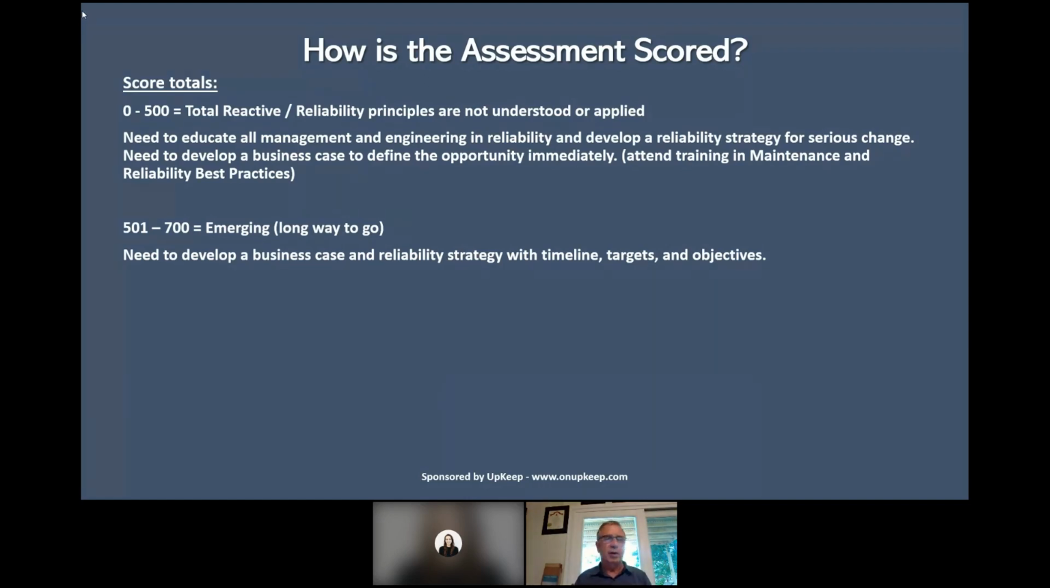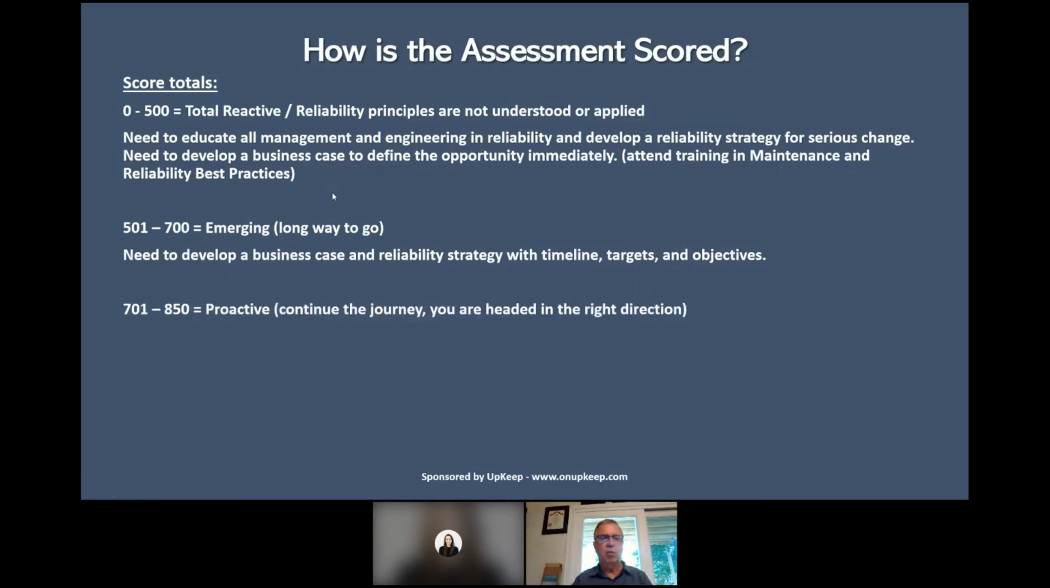Okay. So let's just say that production rate is at 47%. So do we really need to increase that? I would think so, unless you don't have any sales. And if that's true, you're probably not in business. So you need to develop a business case and reliability strategy with timeline, targets, and objectives. A target is you meet at like 3 months, 12 months, and so on, and then what is the objective of it, and so on.